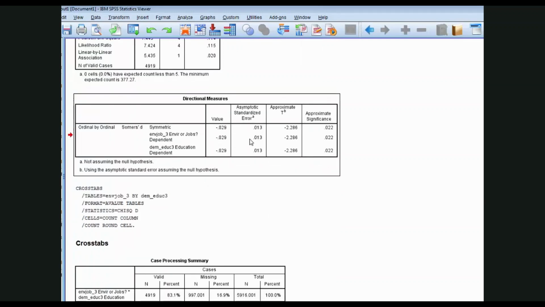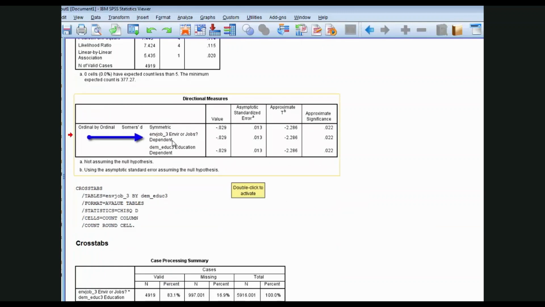Let's look down here at directional measures. We asked for Somers D. SPSS gives us 3 Somers D, a symmetric one, a Somers D when the dependent variable, EnvirJobs_3, is considered the dependent, and then when education, the independent variable, is considered dependent, because SPSS doesn't know which variables are which. We'll always pick the row that names our dependent variable. So in this case, it's going to be the center row.